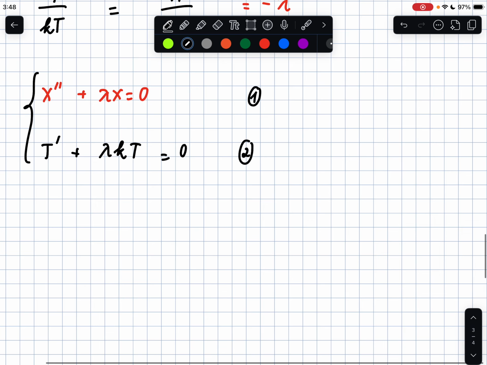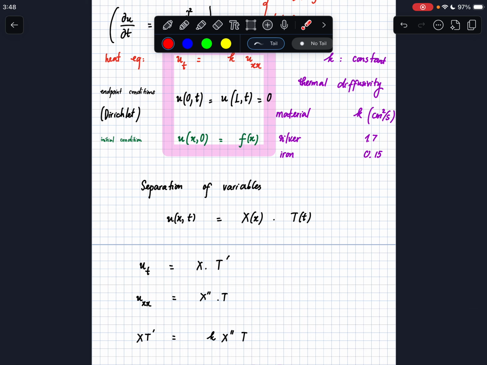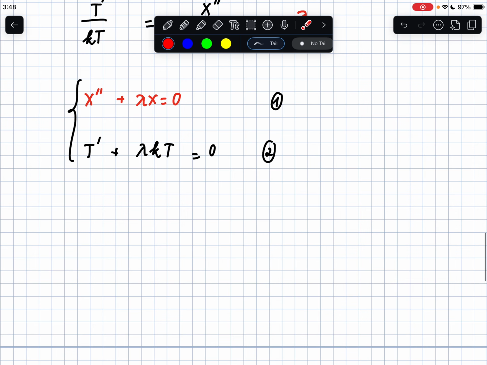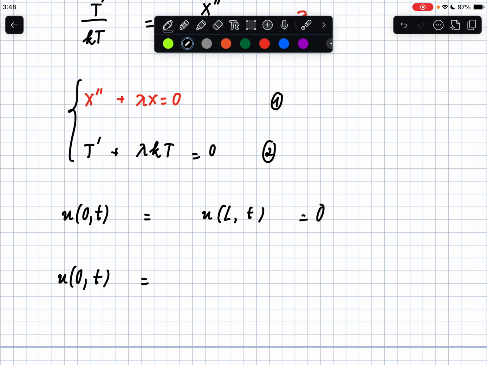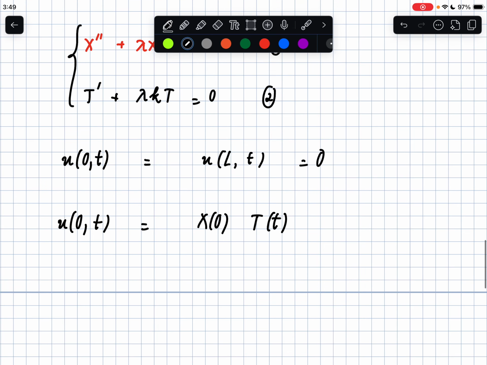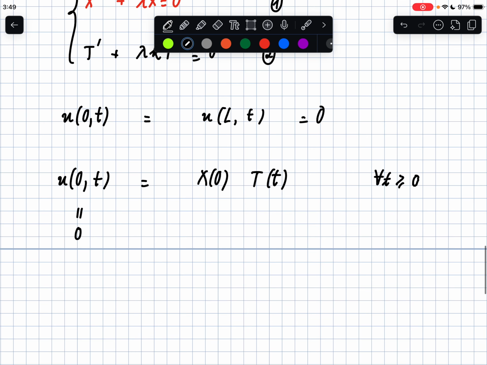And let's solve the first one first. I will need to use the two endpoints condition I have here. We have u(0,t) equal to u(L,t) equal to 0. So we use this right now. u(0,t) equal to X(0) times T(t). This one equal to 0. We don't want T(t) to be 0 for all t. This one is true for all t bigger than or equal to 0. And therefore X(0) must be 0.